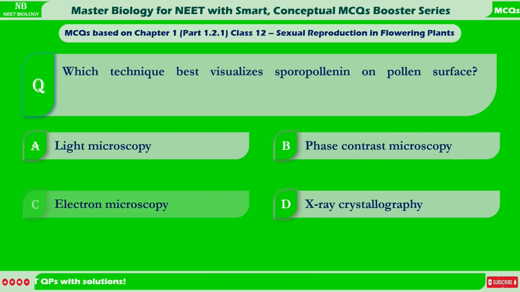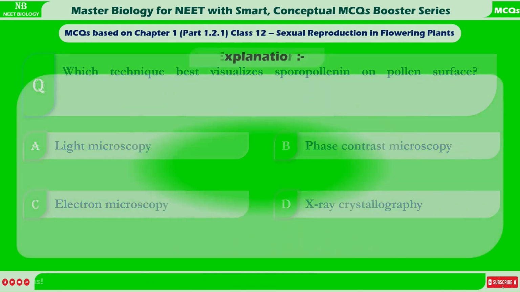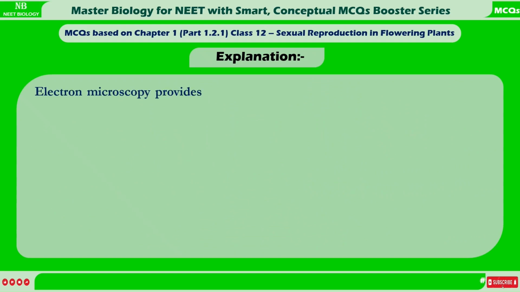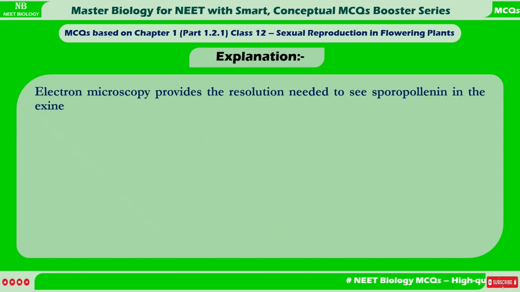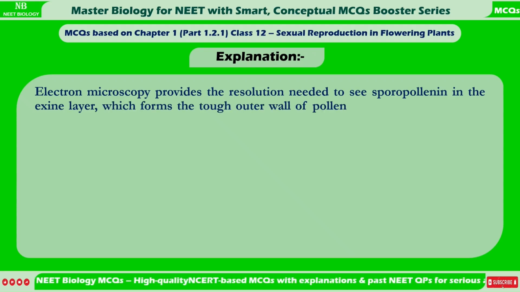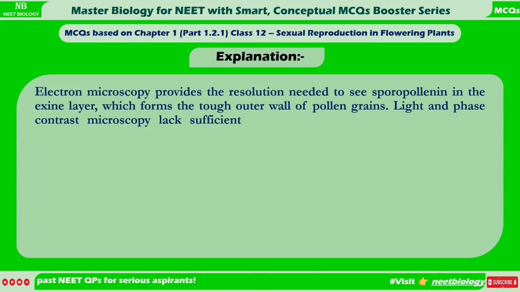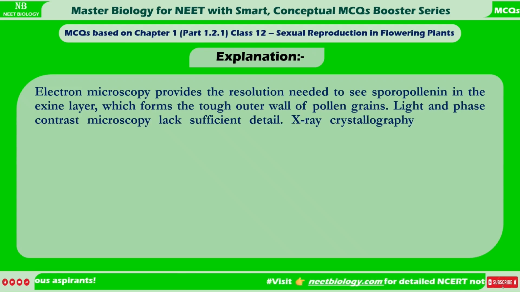Correct answer is C, electron microscopy. Explanation: electron microscopy provides the resolution needed to see sporopollenin in the exine layer, which forms the tough outer wall of pollen grains. Light and phase contrast microscopy lack sufficient detail. X-ray crystallography, D, is not suitable for irregular biological surfaces.